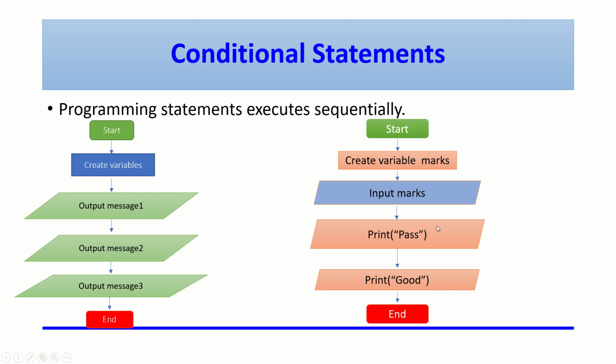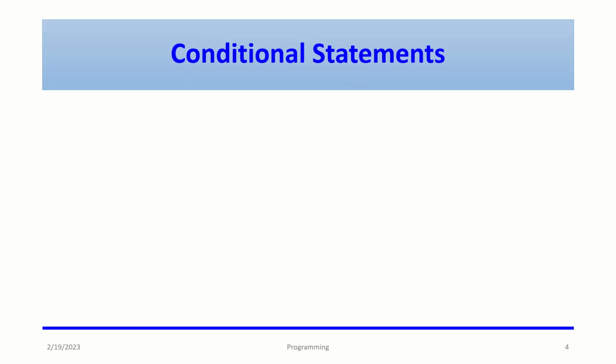So let's say in here I'm going to introduce a condition. Say student marks is greater than 50, then output message called pass and good. Otherwise, keep as it is, without any message. So in order to do those kinds of things in programming, we have a statement called conditional statements. That means depending on the condition, we select what are the statements that should be executed, right?